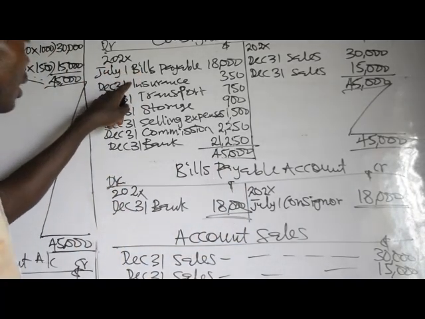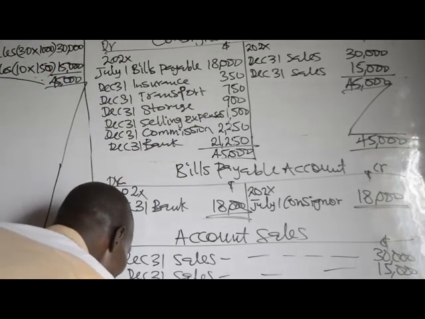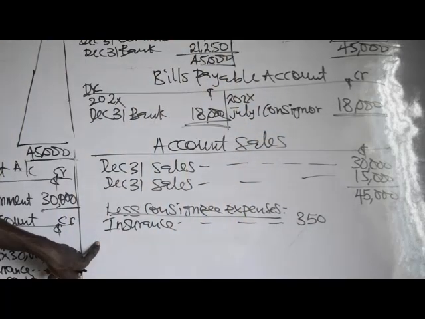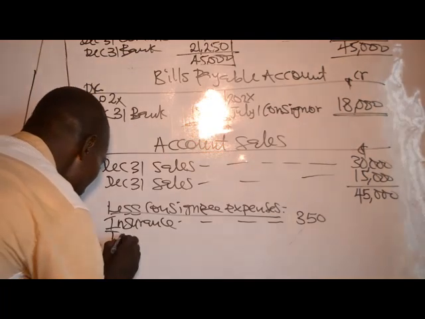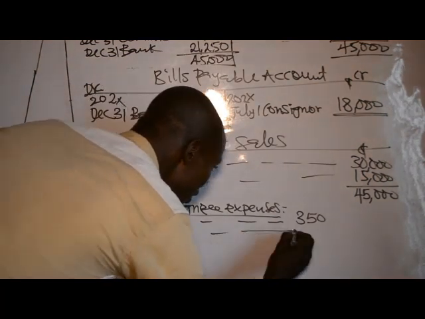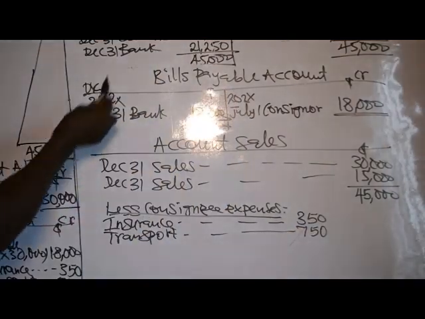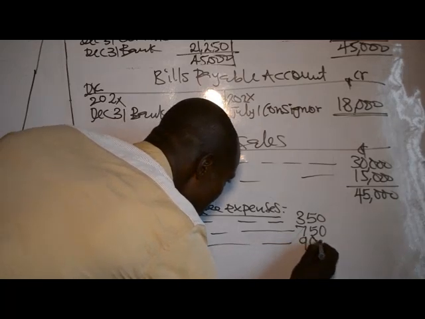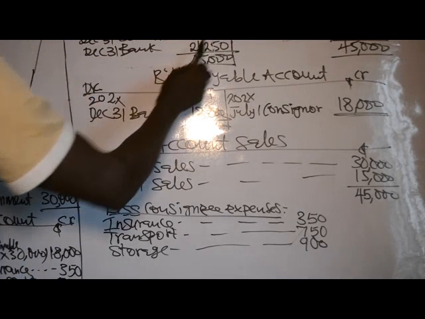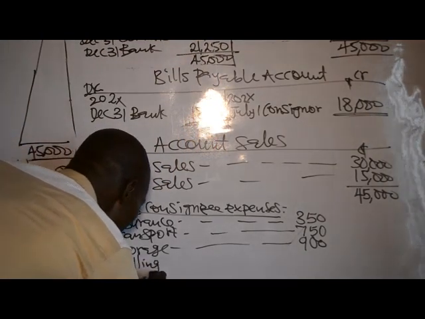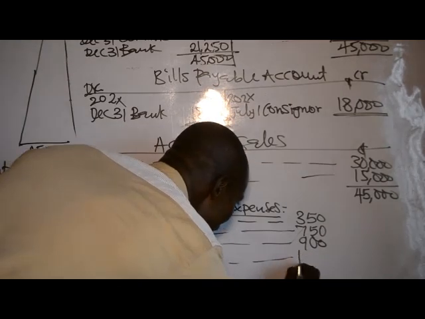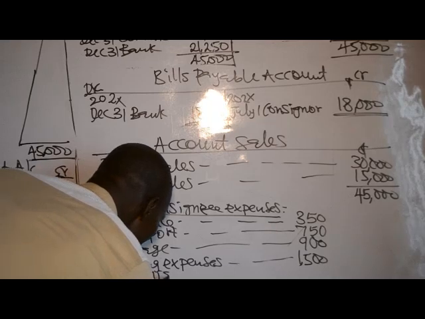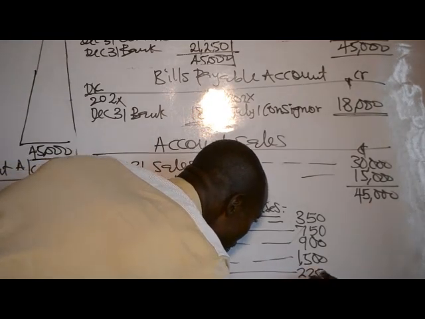Like you have insurance of 350. Transport of 750. Then you also have storage of 900. Then you have selling expenses of 1,500. Finally, you have the commission. Commission of 2,250.